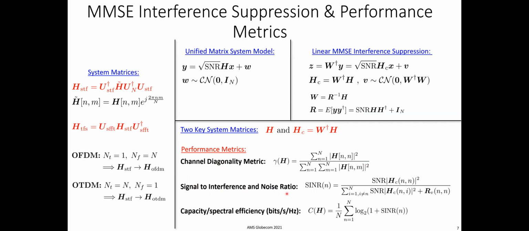Signal to interference noise ratio in each dimension, which is basically the ratio of the signal power in that dimension divided by the interference from the other dimensions to this dimension plus noise. And then the spectral efficiency can be gotten from these SINRs by summing them over the N channels and dividing by N. So this is in bits per second per hertz.